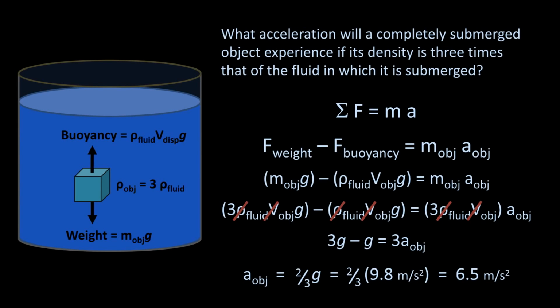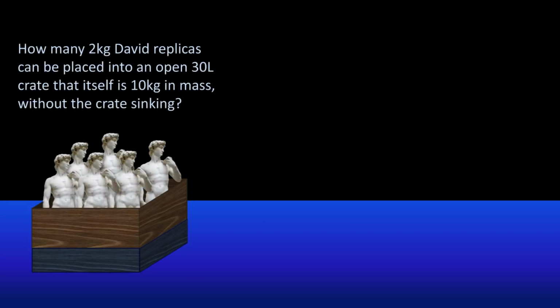Let's look at another example. Imagine we have an open wooden crate floating on the water, and for some reason we want to put our collection of Michelangelo's David replicas into it. How many 2-kilogram David replicas can be placed into the open 30-liter crate that is itself 10 kilograms in mass without the crate sinking?